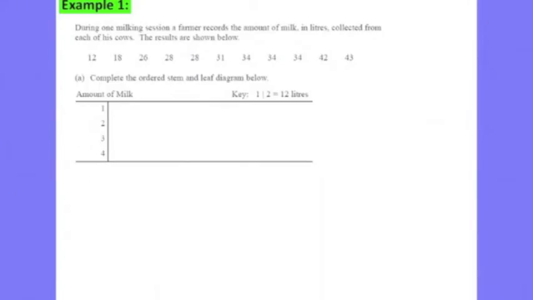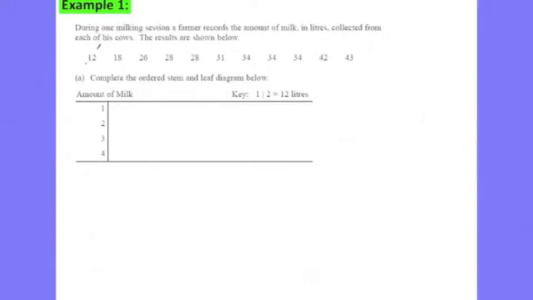Example number 1. During one milking session, a farmer records the amount of milk in litres collected from each of his cows. The results are shown below. Complete this information with a stem and leaf diagram. We have a key already. We need to put these numbers in order. We can see here they're in order, but in the correct rows.